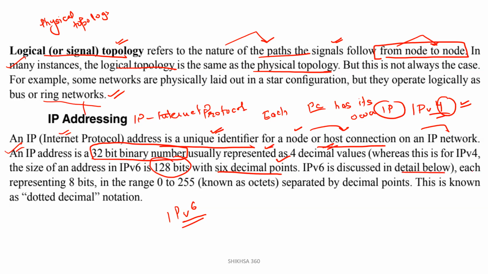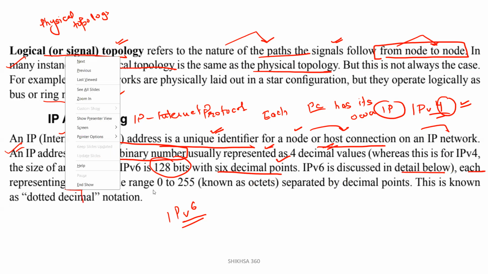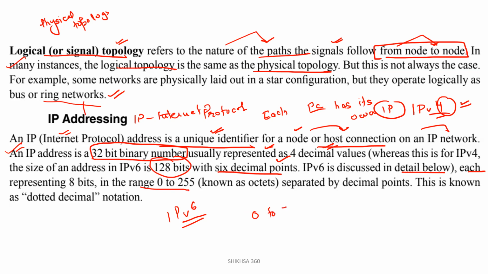IPv6 will be discussed in detail. Basically, each part is 8 bits, in the range of 0 to 255, basically an octet. All are separated by decimal points. This is known as the dotted decimal notation. Clear? So what is the notation of that? That is dotted decimal notation. That is IP addressing, either 32-bit or 128-bit.